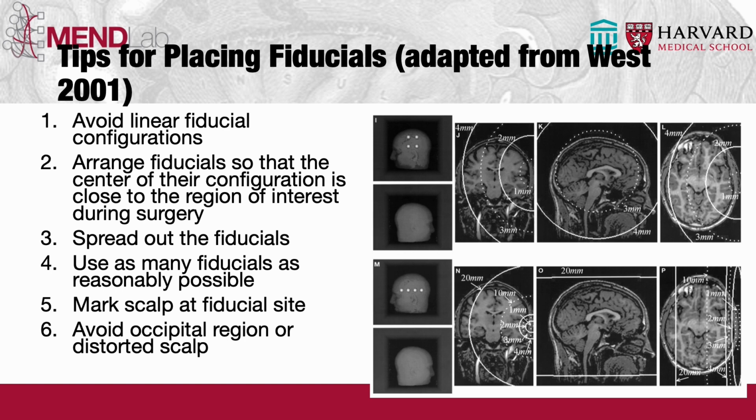Use as many as you can reasonably. Mark the scalp when you do the fiducial if you're using the stick-on ones, because they can fall off and often do. And then you want to avoid the occipital region or any part of the scalp that might be moved. So when you position a person, that occipital skin in the back can fold and then change where the location of the fiducial is.